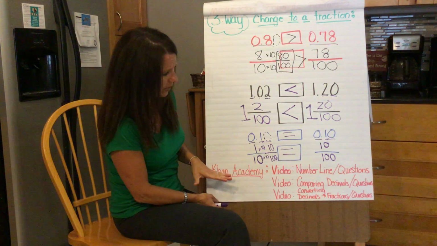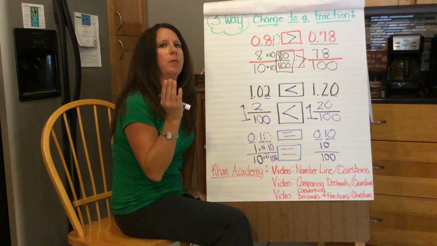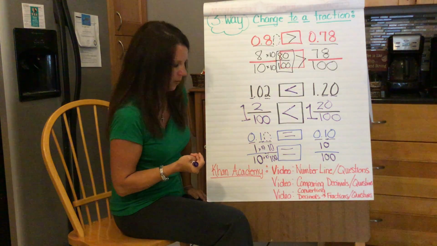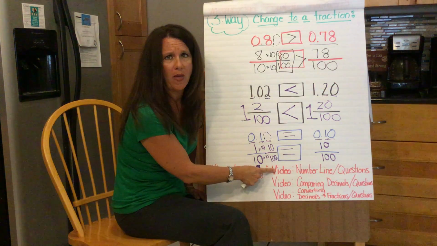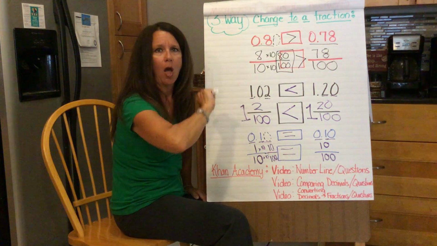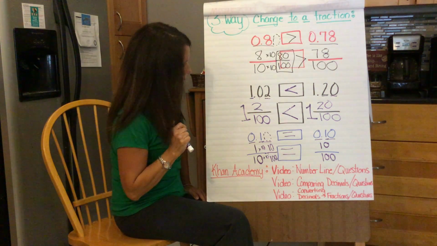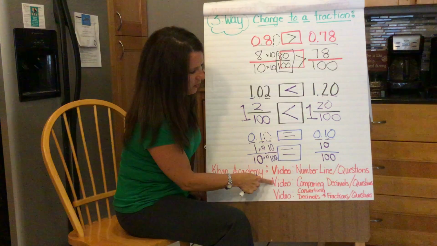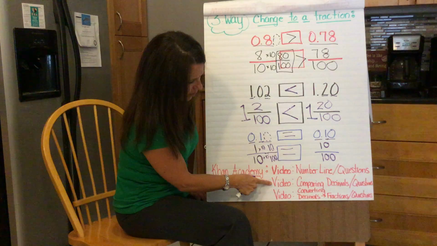On Khan Academy today, you're going to do a video with the number line and questions. So you're going to be using the number line to do some comparison. Or actually, this is just number line and questions, how to read a number line and plot those. Remember how you're going to have to drag that little green dot over to where you should be plotting it. Then you're going to watch a video with comparing decimals and do the questions, okay?